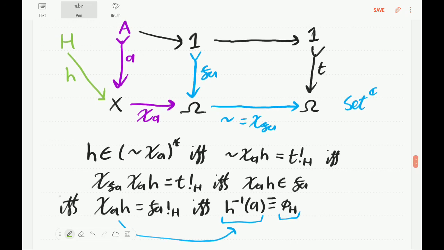Okay, so this gives us a way to determine, for example, when an edge is in a graph, or in general when an arrow is in a subobject, by looking at pullbacks.